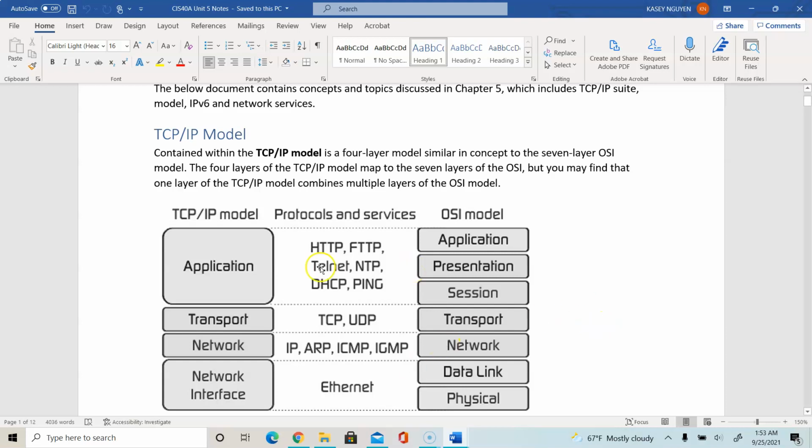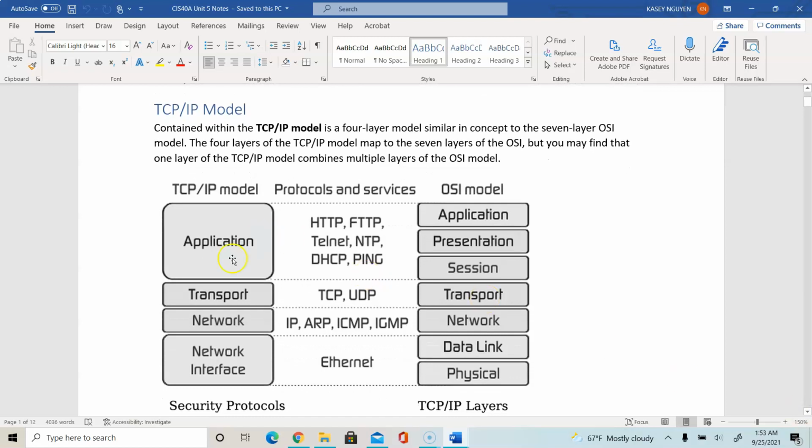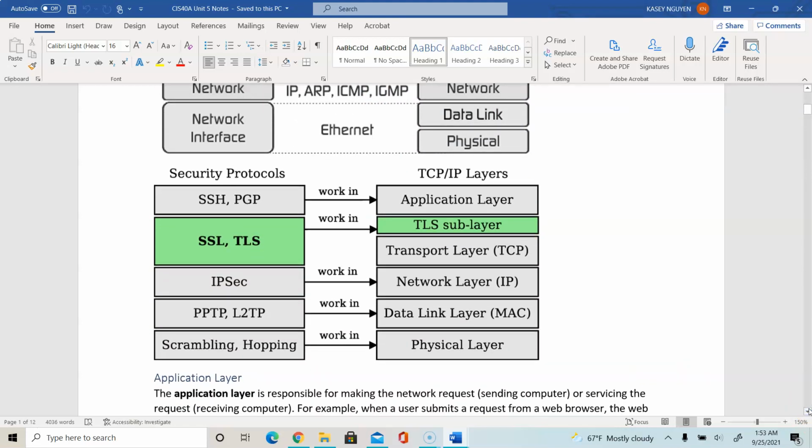you would see that there are comparable layers in the TCP/IP model to the OSI model. So make sure that we know the structure of the TCP/IP model and how it compares to the OSI model, and some of the protocols that represent each of the layers, and so on. So that's important.